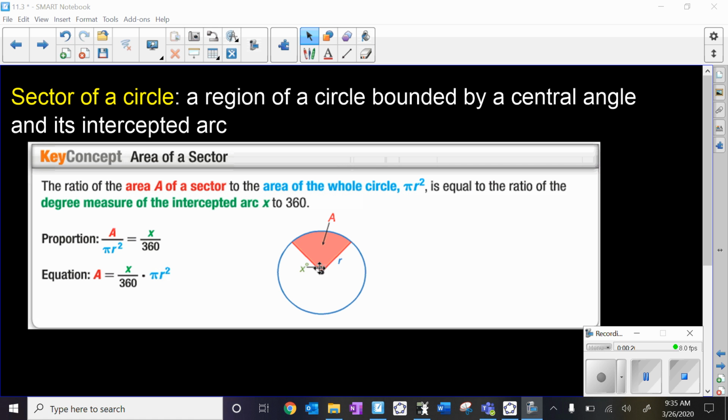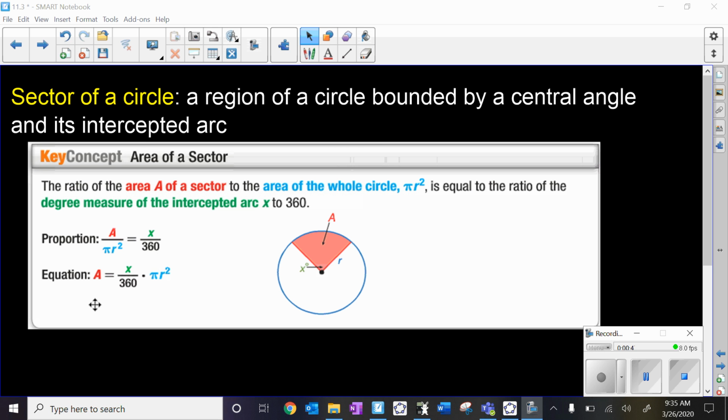So to find the area of a sector of a circle, we're really going to use a proportion. That's going to state the area of a sector over the entire area of the circle is equal to the angle measure associated with the sector over the total of 360 degrees. Most of the time we're going to solve for the area of the sector, so we're going to multiply both sides by pi r squared. That's how they get the pi r squared out of there.